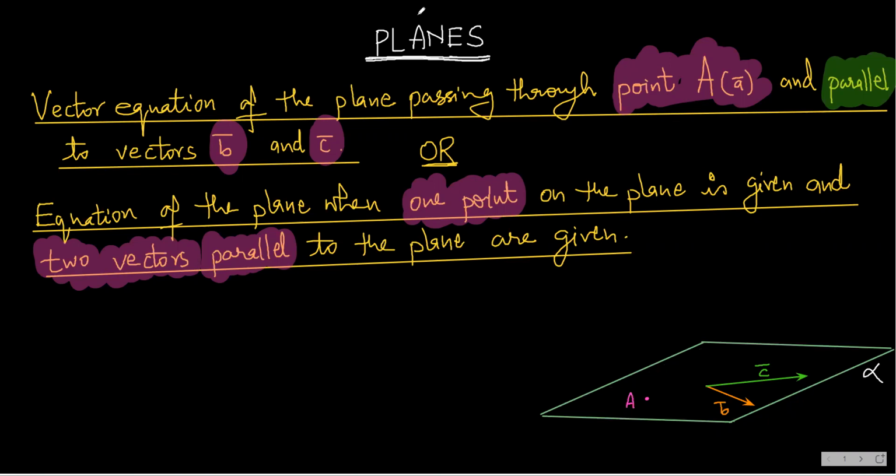I'm given a point. The point given to me is point A. When we say we are given a point, it means we are given the location of the point. We are given x1, y1, z1, right? What more are we given? We are given two vectors which are parallel to the plane. So these two vectors, B bar and C bar, are parallel to the plane.